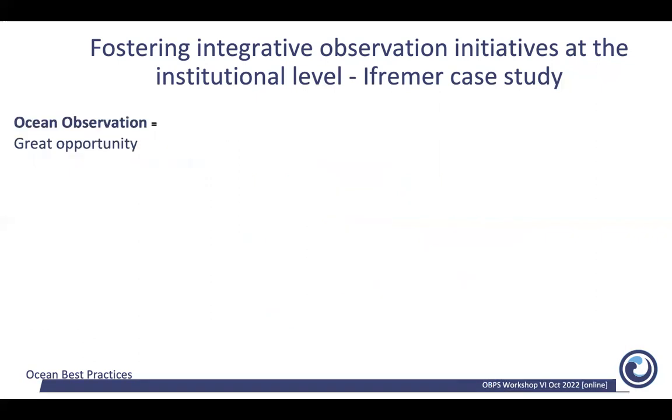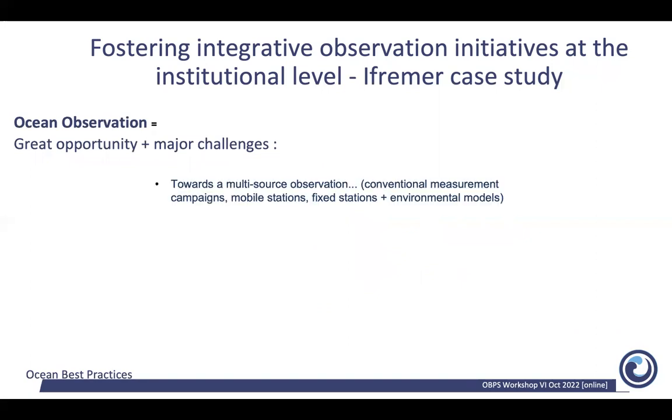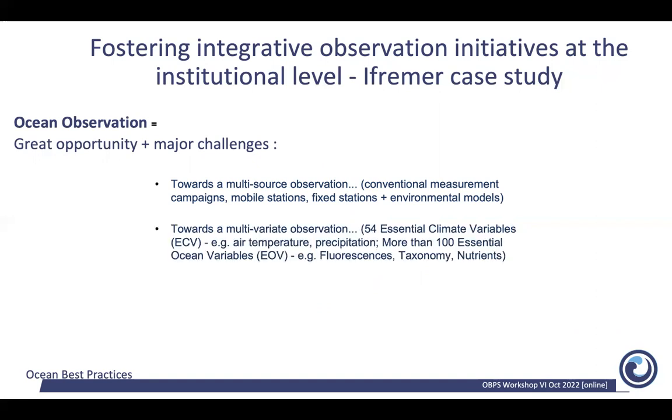Ocean observation is a great opportunity, but it also has major challenges. We're heading toward a multi-source observation: we have the traditional in-situ campaigns, and also remote campaigns and model assessments. We tend to have a lot of variables to study the ocean, like 54 essential climate variables and more than 100 essential ocean variables. That's a lot of parameters to follow.